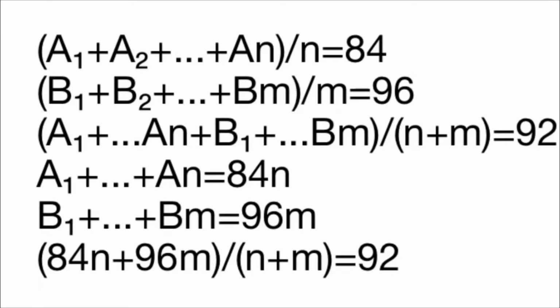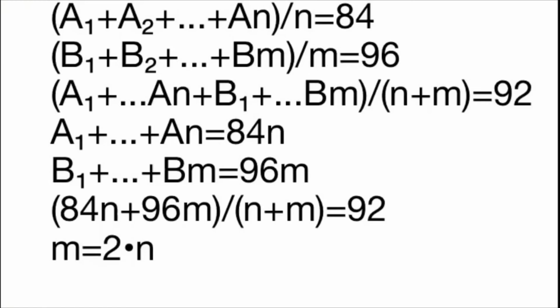So the number of male members m is equal to 2 multiplied by n, the number of female members. So the ratio of the number of male members to the number of female members of the club is 2 multiplied by n to n, which is 2 to 1.